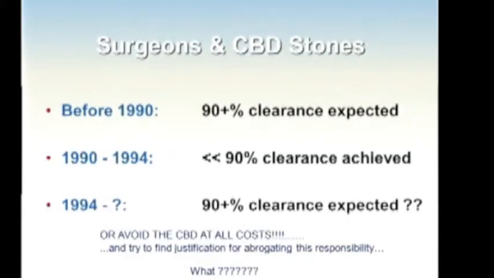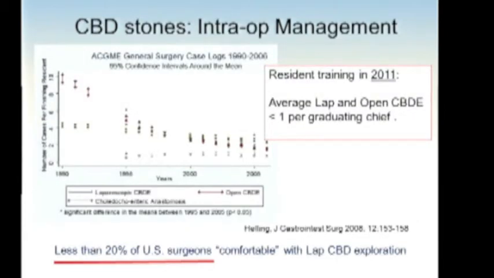So in terms of how surgeons approach this, before 1990, we were expected to clear the duct 90% of the time. For the younger surgeons, that was the history. When lap choles started, a lot less than 90% clearance was expected. And again, nowadays, it seems like most surgeons are hardly willing to get to the common duct.